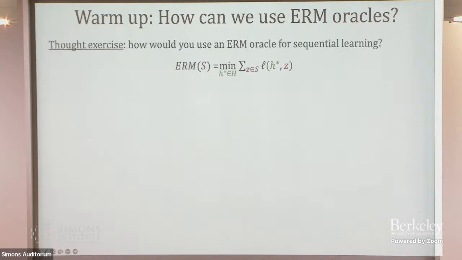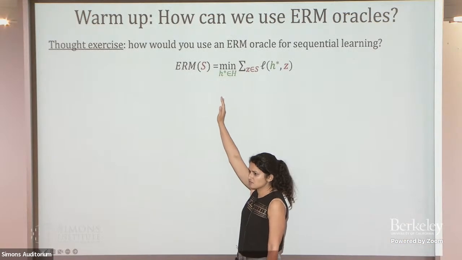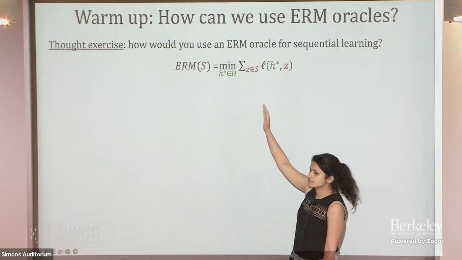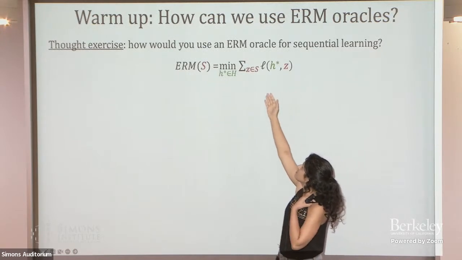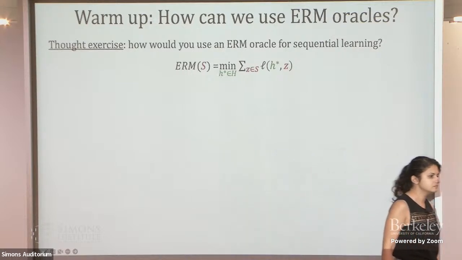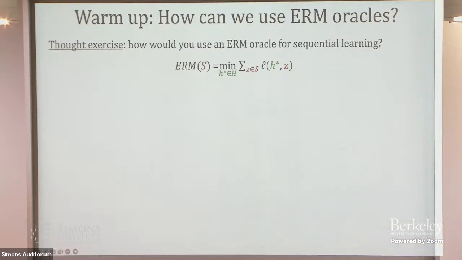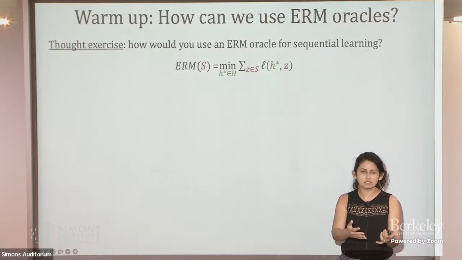So first of all, what is an oracle? Just in case it wasn't clear so far, an oracle is something that can do this type of computation. It can take a data set S, and it knows some loss function it's trying to minimize, and then it finds a function whose cumulative loss is as little as possible. To make this easier, it's best to think about binary classification. So this loss is just going to be an error that you might make on an instance.